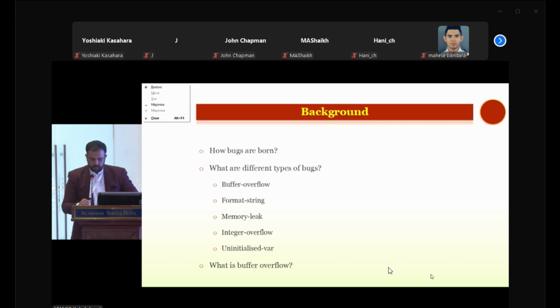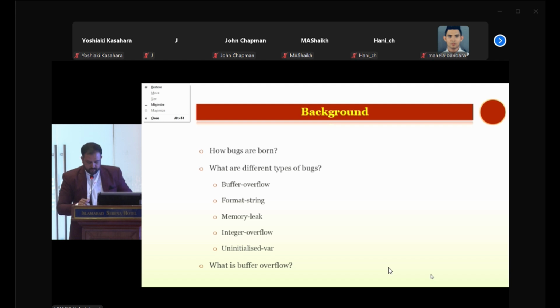But semantic and logical errors are often more challenging to identify and debug because they do not cause an immediate crash or error message. These bugs can lead to future failure or unexpected behavior of the software. There are different types of bugs, such as buffer overflow, format string, memory leak, integer overflow, and uninitialized variable. The current study is focused on the buffer overflow bug type in the C language.